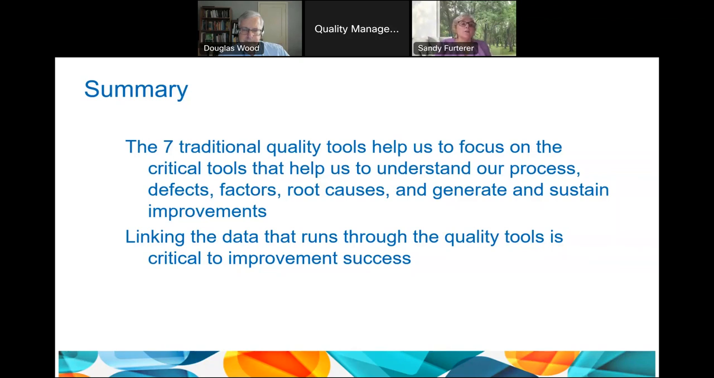What are the factors and defects that contribute to root causes? What are those root causes? And then ultimately, how are we going to be able to generate and sustain improvements? So linking that data that runs through the quality tools is really critical to improvement success.